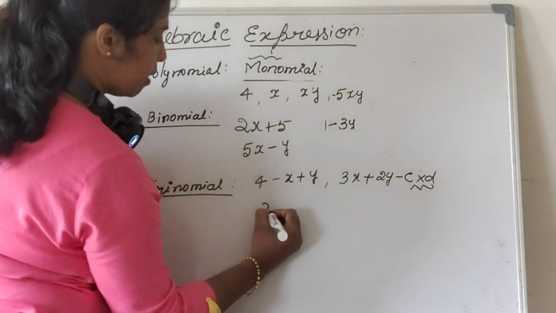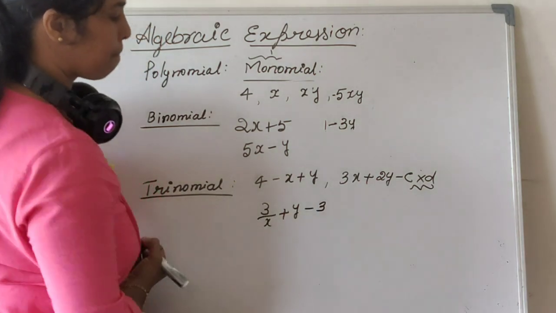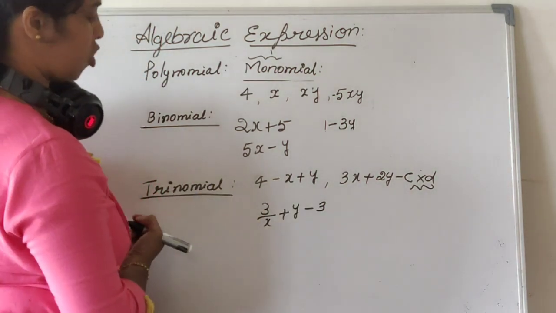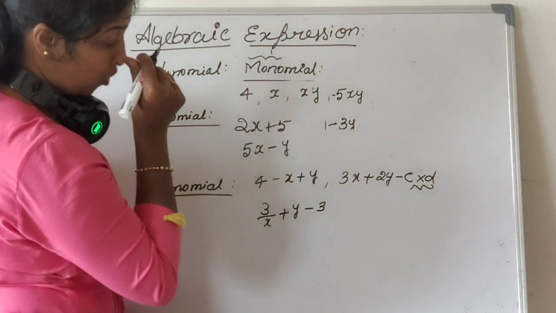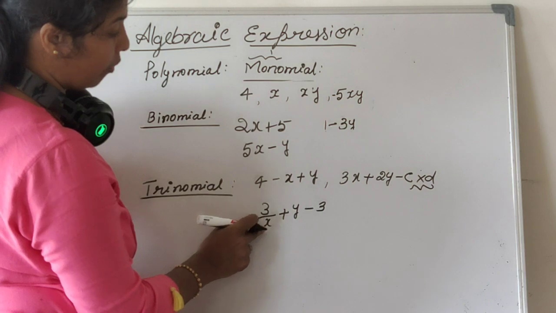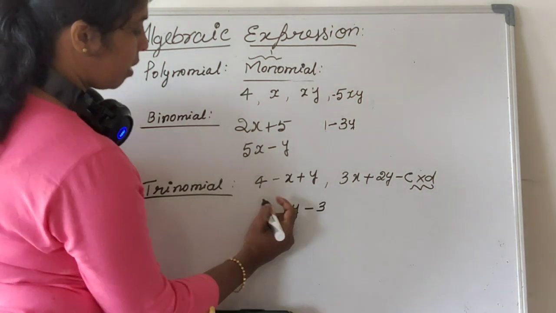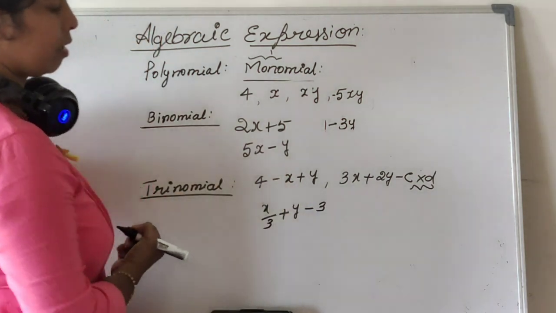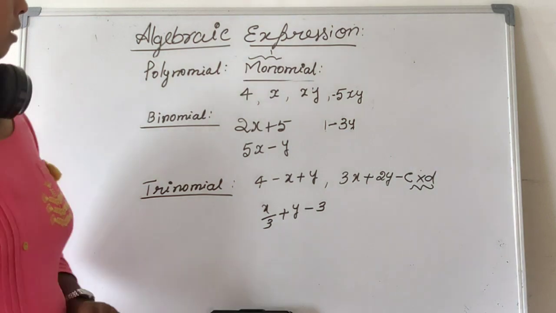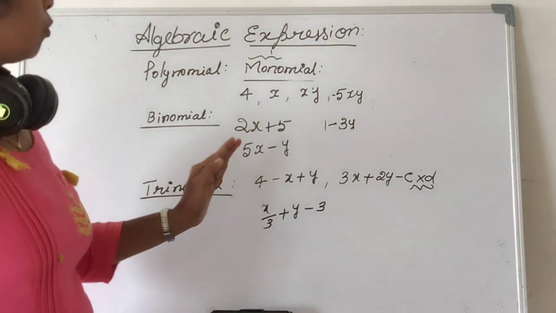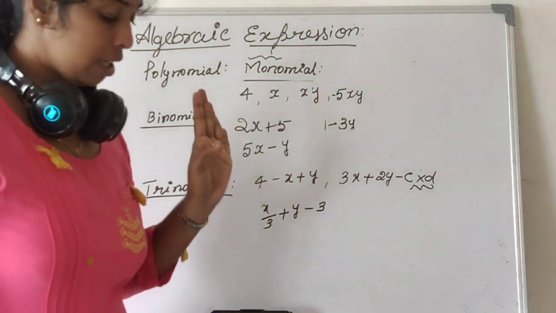Understood? 3 by x plus y minus 3. Here again it is a trinomial. Trinomial, but it's not a polynomial. Here when you are taking this x, the power form is -1. Understood, only the plus and minus sign separates the terms, not multiplication and division.